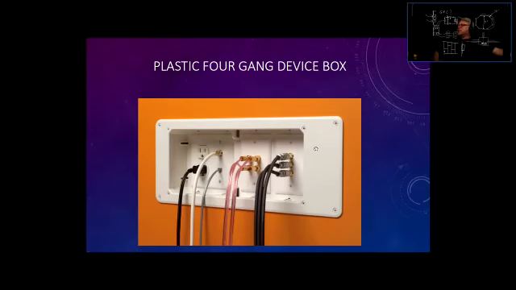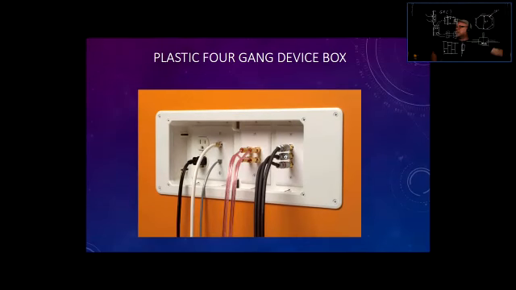Examples for using such boxes here. This is a recessed plastic 4-gang device box. All right. Anybody would have an idea where this would be used? You can just type or you can pipe in and say it. So TV setup, here we go, flat screen TV, so it doesn't stand out from the wall.